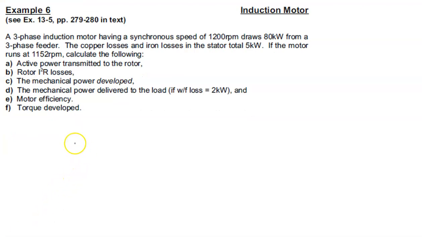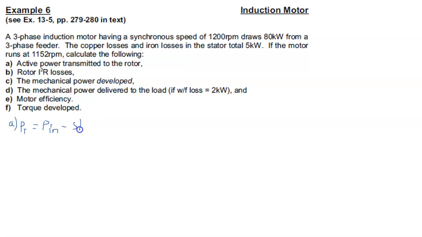Now, we'll start off with the active power transmitted to the rotor, and so that is PR. If you remember from our power flow, PR is equal to P in, which is electrical, and that value has been specified.